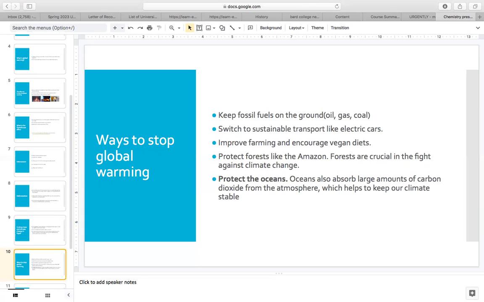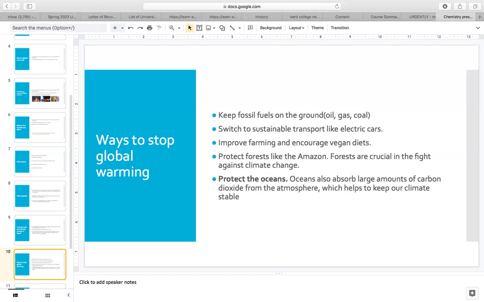Try to switch to sustainable transport, like instead of riding cars that use benzene, gasoline, and these non-sustainable sources, try to use the new ones with electric cars that are being spread in a good way in Egypt. Improve farming and encourage vegan diets instead of eating meats, which increase the percentage of carbon dioxide.